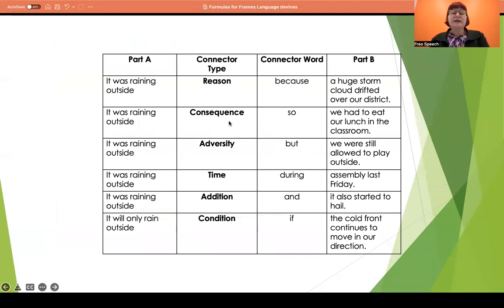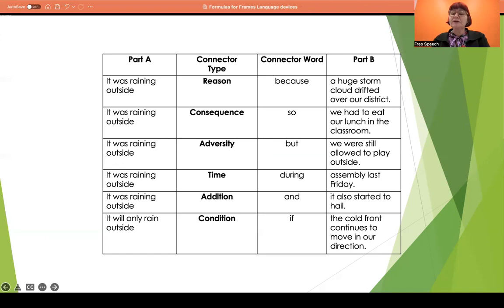It was raining outside, so now we need a consequence. What was the consequence? Well, we had to eat our lunch in the classroom, and this word so is this tiny little word that tells us the relationship between it was raining outside and we had to eat our lunch in the classroom. This is what we did because of this. This happened, so this happened. Adversity, again, it was raining outside and something happened that we didn't expect.